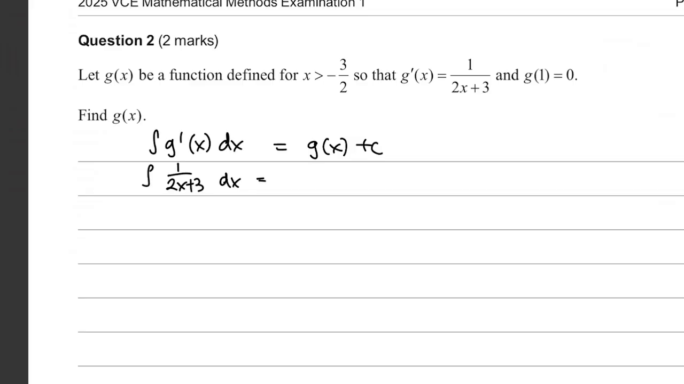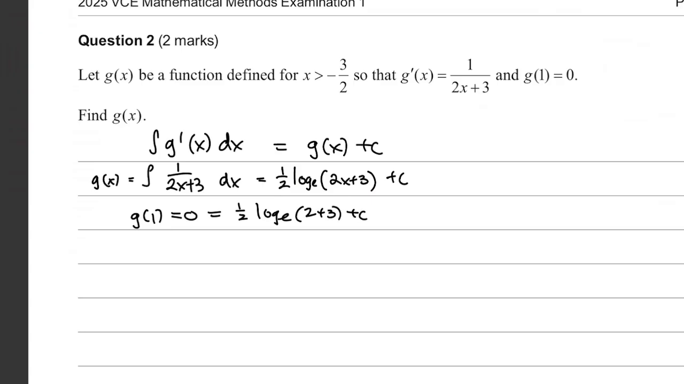when we integrate that, that's going to end up giving us a natural log. It's going to be half log e 2x plus 3. Reason why is we have the power being minus 1, so that means it's going to turn into a log. Then we divide by the derivative of the inside, which is 2. And then I'll have a plus c. So from there, I know that that's my g of x. So from there, I get told g of 1 is 0. So that's going to equal half log e 2 plus 3 plus c. So that tells us that my c value is going to be negative half log e 5.